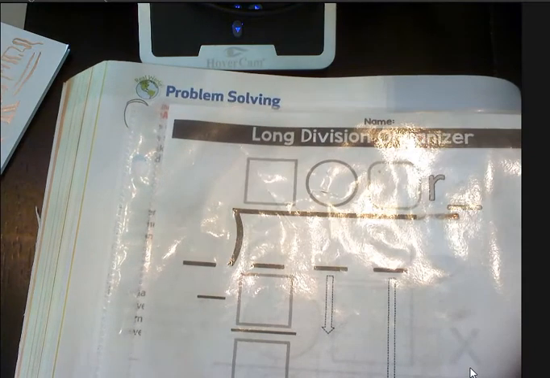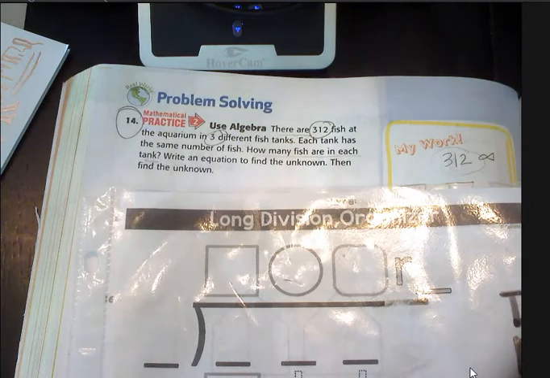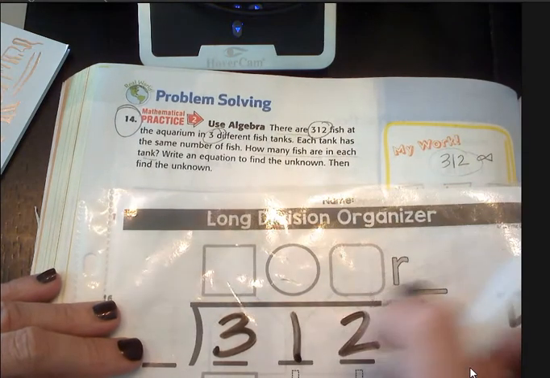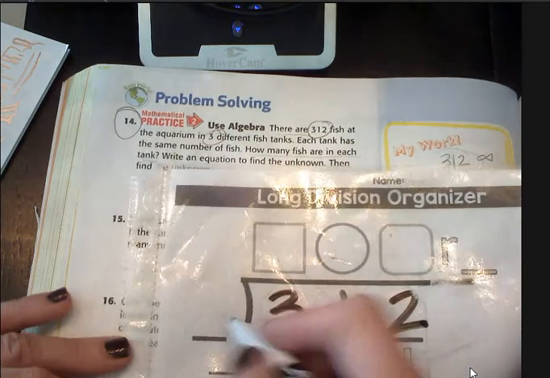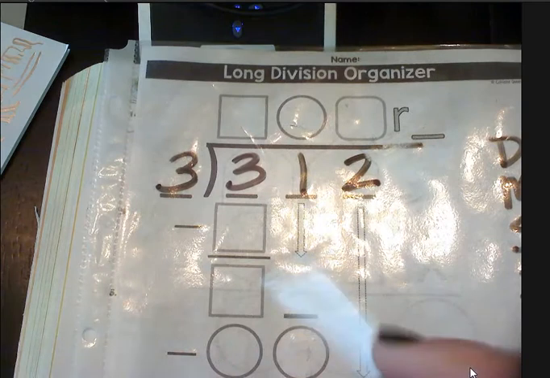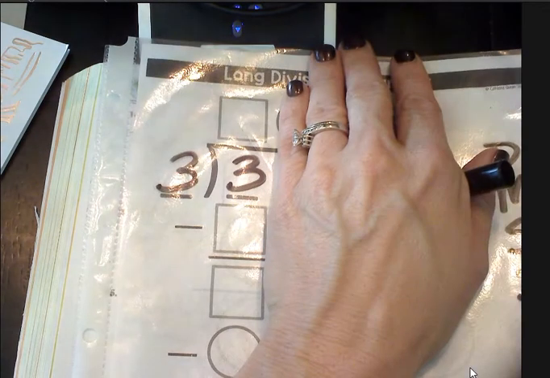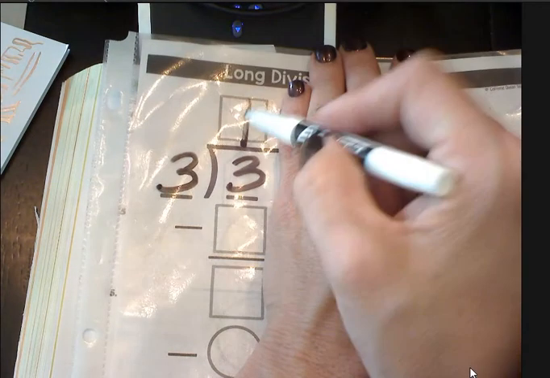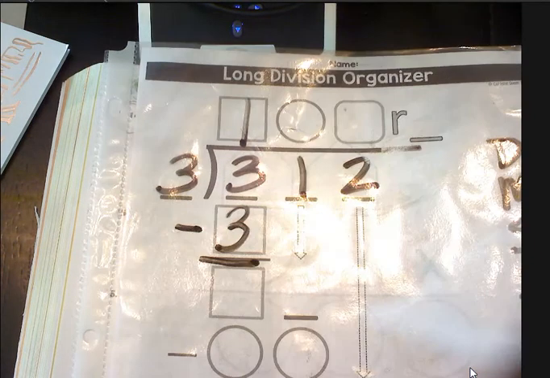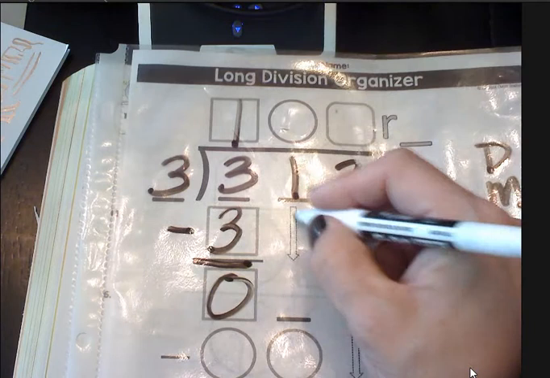And our question is, 312. Remember, the bigger number is the dividend. It goes in the house, divided by 3, the divisor. So I start at the very beginning. What I can see, 3 divided by 3 is 1. I multiply. 1 times 3 is 3. 3 minus 3 is 0. Now I bring down 1.